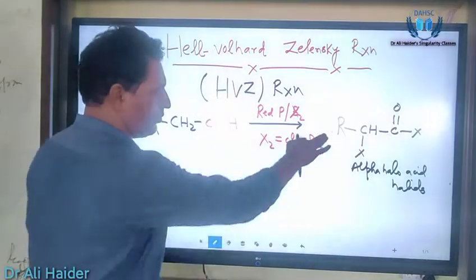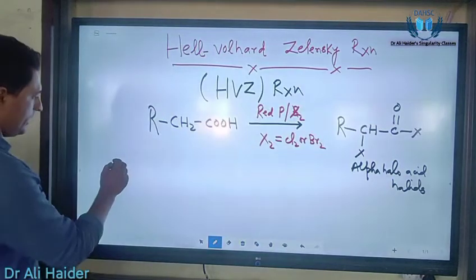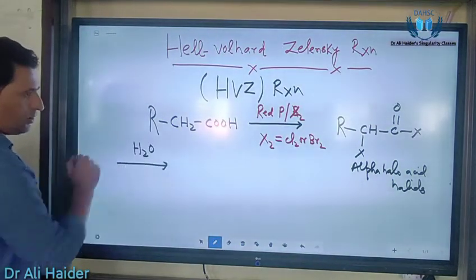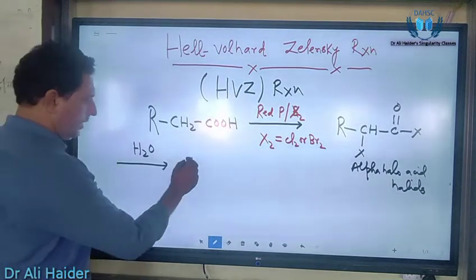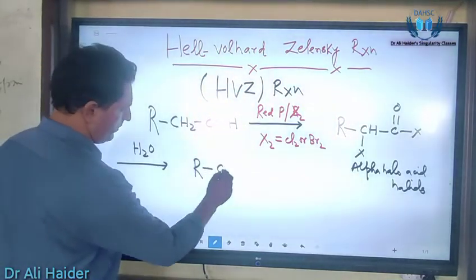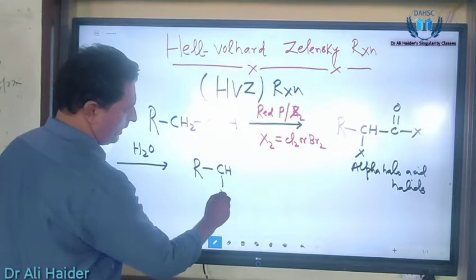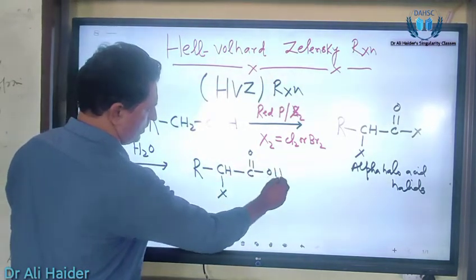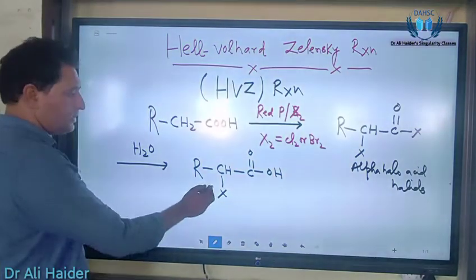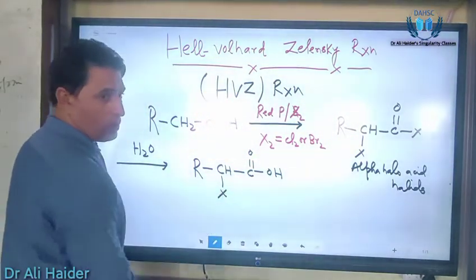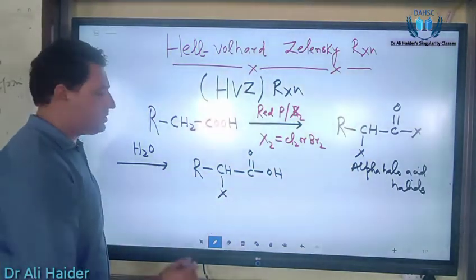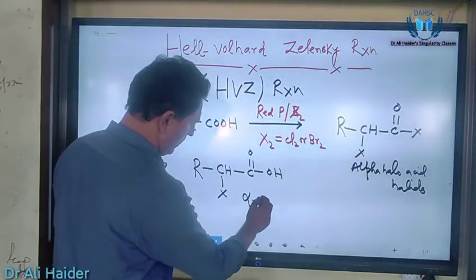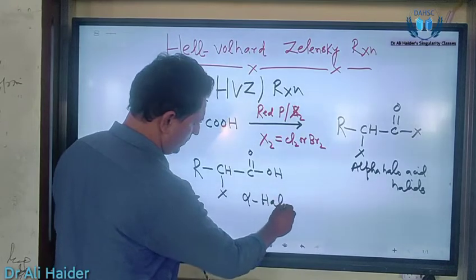And in the next step, we treat these alpha halo acid halides with water. We carry out hydrolysis, and finally our product is RCHX-C(=O)OH. This is called an alpha halo carboxylic acid. Our short form is alpha halo acid, right? This is our final product.